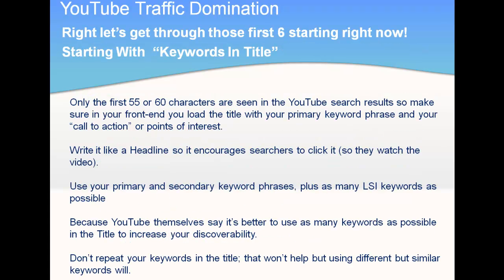Right, let's get through those first 6 starting right now, starting with keywords in title. Only the first 55 or 60 characters are actually seen in the YouTube search results, so make sure in your front end you load the title with your primary keyword phrase and your call to action, or maybe your points of interest. Write it like a headline so it encourages searchers to click it, so they watch the video. Use the rule of IDA. Grab their attention, invoke their interest, make sure your headline makes them desire, and within the video, make sure there's a call to action. That's IDA.